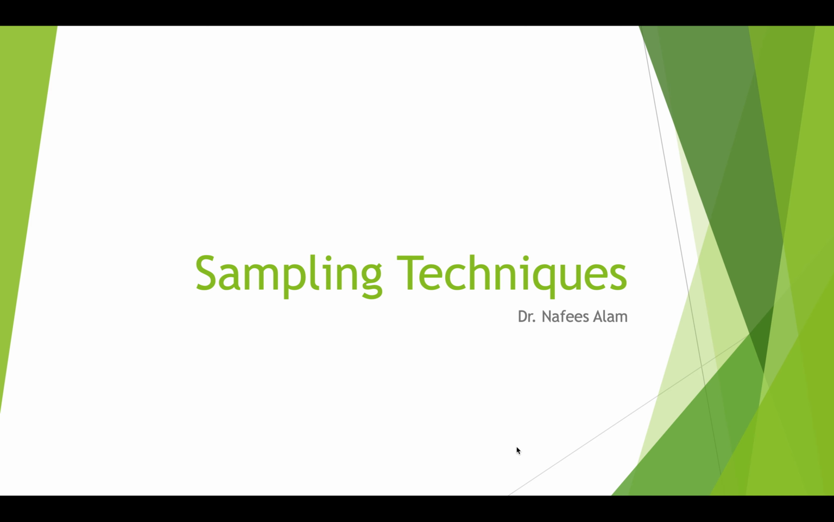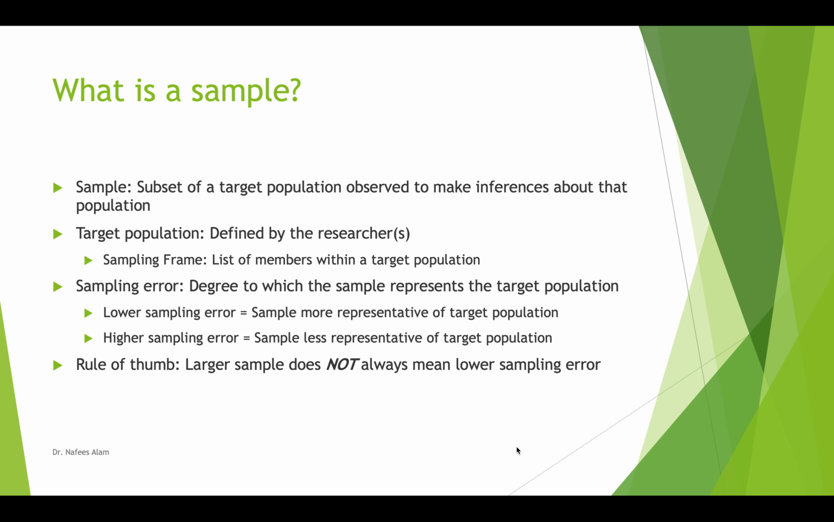Sampling techniques. Here we go. So a sample is defined as a subset of a target population that's observed to make inferences about that population. And the target population is defined by you, the researcher. The sampling frame is a list of members within that target population that, again, you as the researcher define.